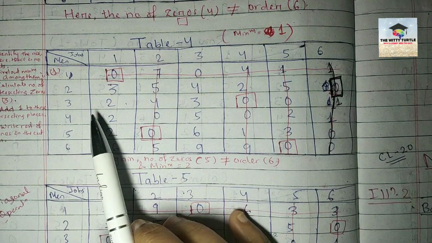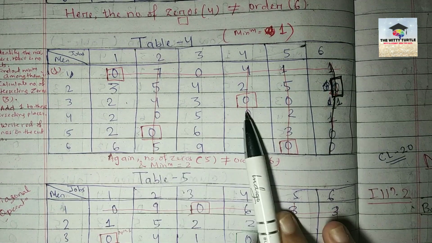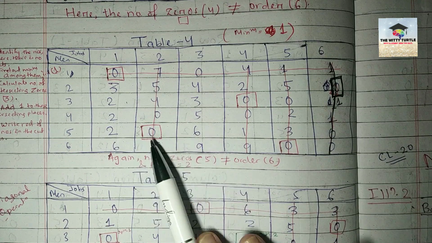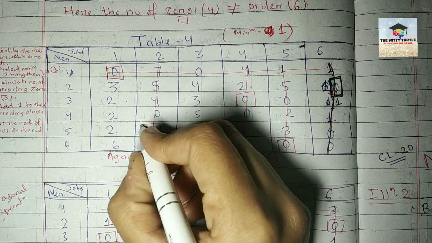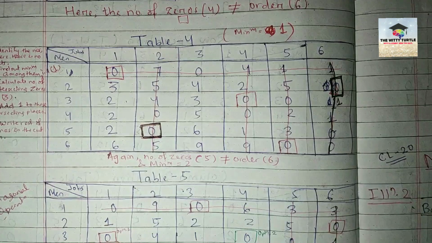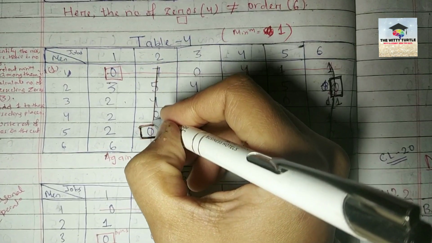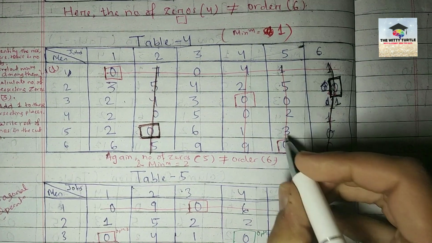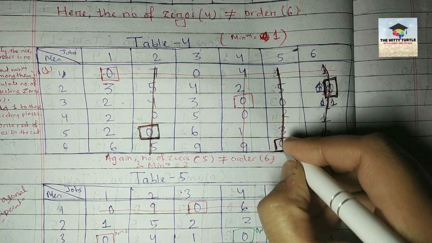Now in row 3, is there any zero? Yes, there are 2. In row 4 also there are 2 zeros. In the 5th row also. In the 5th row, this 0 has already been cut. So now what do you have to do? This is the only 1 zero. So make it a rectangle and then cut this entire column. Right? Now in the 6th row, again you have only 1 zero. So cut the entire column.